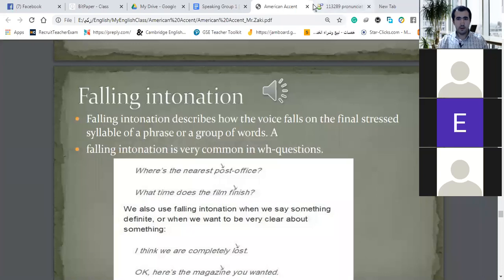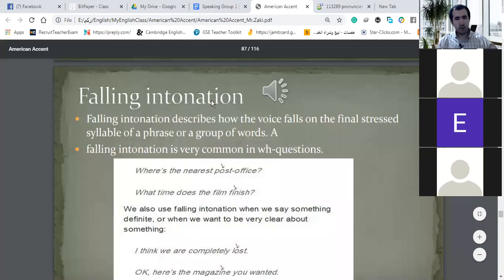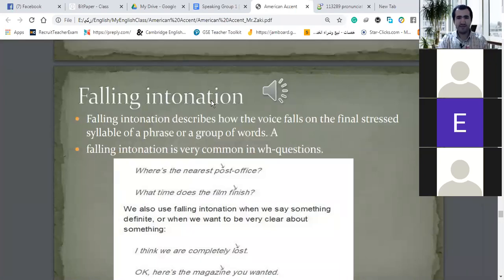Yes, there are rules for stress, all right? But I want to focus here. I want to say that different types of stress make the intonation, because some people confuse the difference between intonation and stress. So intonation is like different types of stress.